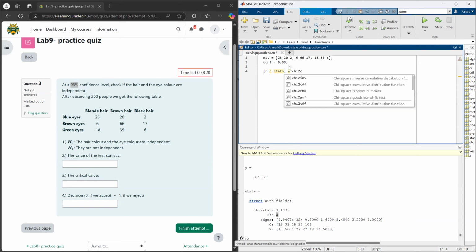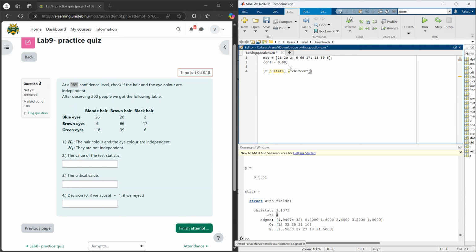So [h, p, stats] is equal to, it's just that this time we do G2cont, which takes in two values. The first one is the matrix, and the second one is the alpha, which is 1 minus 0.98. You can either write 1 minus 0.98 or you can just straight up write 0.02. Both work. So once you're done with that, you will also have to find the critical value, which is done in the exact same way as the previous one. Well, one difference: the degrees of freedom.